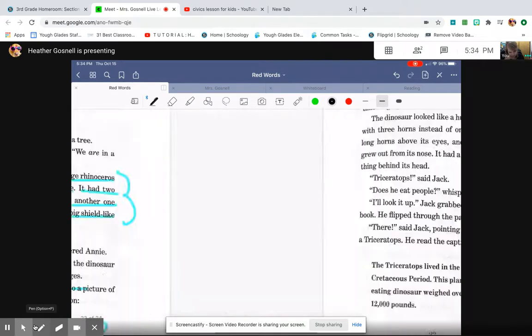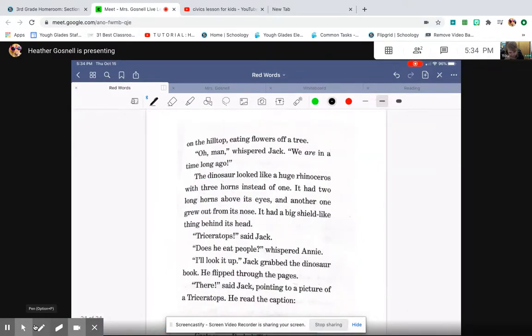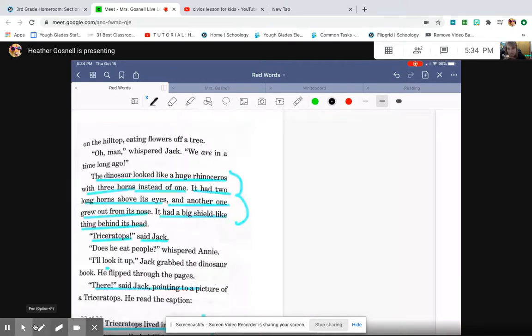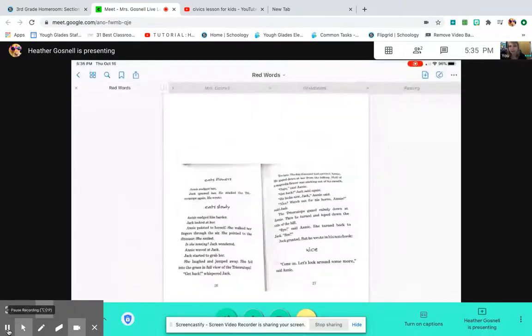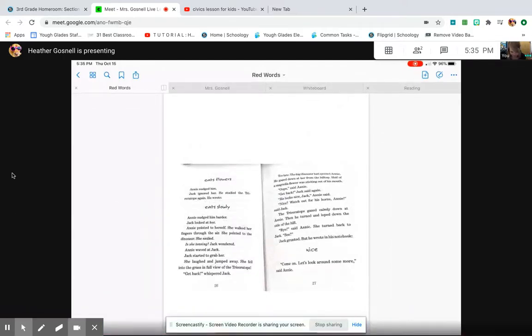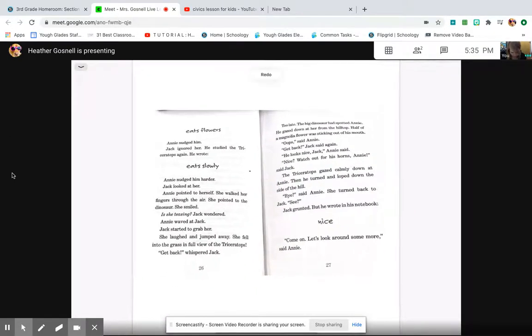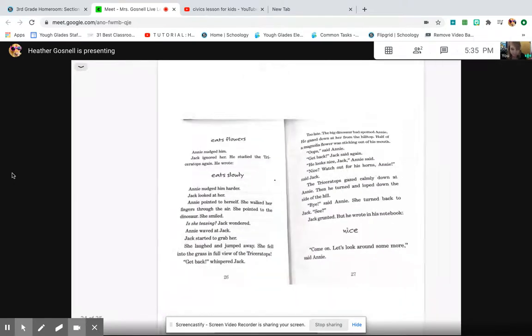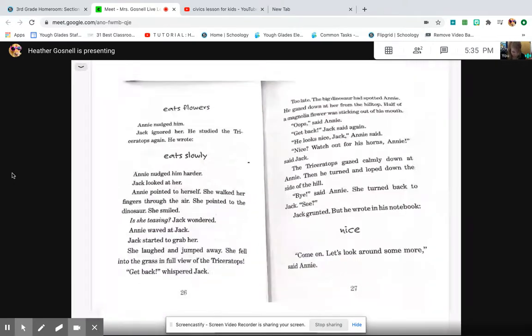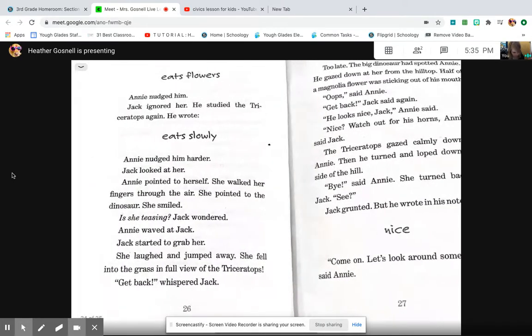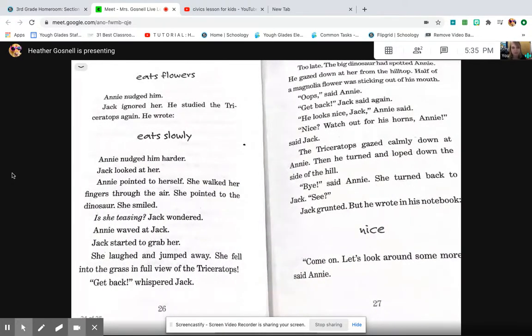Okay, here I have text evidence to talk about this. Does Jack write down the most relevant details? Let's talk about this. Let me blow this up just a little bit so we can see. This is on page 26, so if you have your book, make sure you go to page 26 and 27. That's where we're going to find text evidence to support our answer to this question.